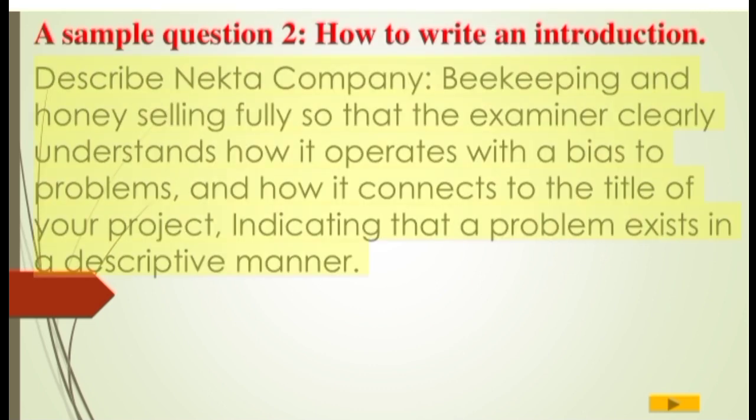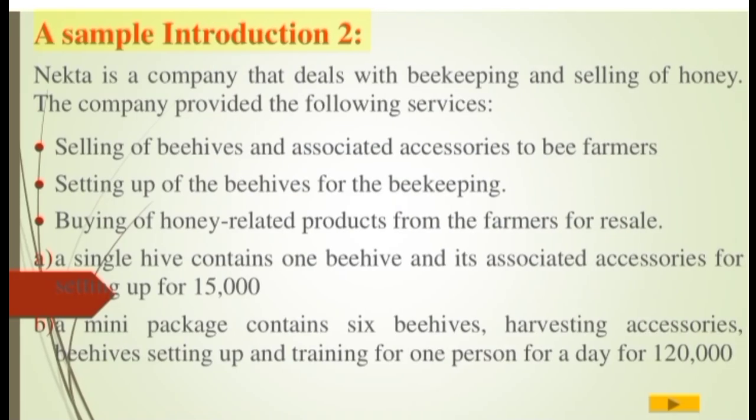Describe Nekta Company, beekeeping and honey selling fully so that the examiner clearly understands how it operates with a bias to problems, and how it connects to the title of your project, indicating that a problem exists in a descriptive manner. A sample introduction 2. Nekta is a company that deals with beekeeping and selling of honey. The company provided the following services: selling of beehives and associated accessories to bee farmers, setting up of the beehives for the beekeeping, and buying of honey-related products from the farmers for resale.